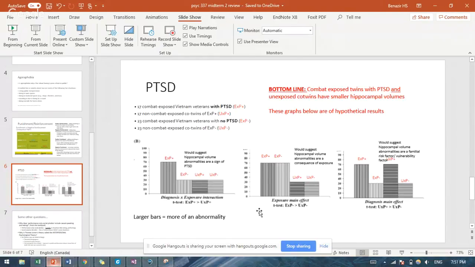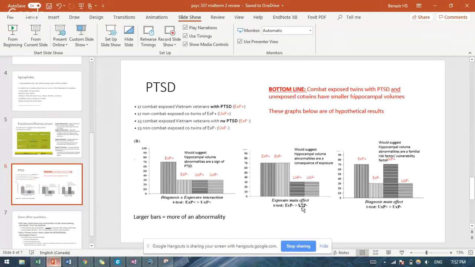So the larger bars are going to indicate more of an abnormality. This is a little bit weird to get your head around because the study is actually talking about smaller hippocampal volumes. So the larger the bar, the more abnormal the hippocampus. So this first graph would suggest that the hippocampal volume abnormalities are a sign of PTSD, so that they would come on after the PTSD. You can see this because it is only the individual with the PTSD who is going to have the increased abnormality in their hippocampus.